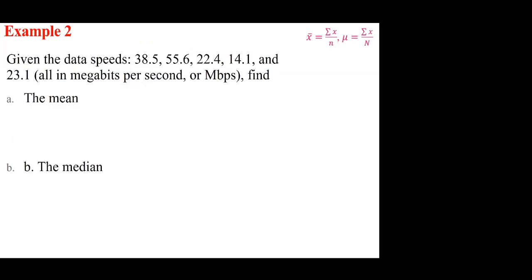Given the data speeds 38.5, 55.6, 22.4, 14.1, and 23.1, all in megabits per second, find A, the mean, and B, the median. We want to find the mean. We do have the formula at top: x bar equals summation of x over n. It's a simple calculation. All we have to do is add them up and divide by the size. There are 5 pieces, and we get 30.74 megabits per second.